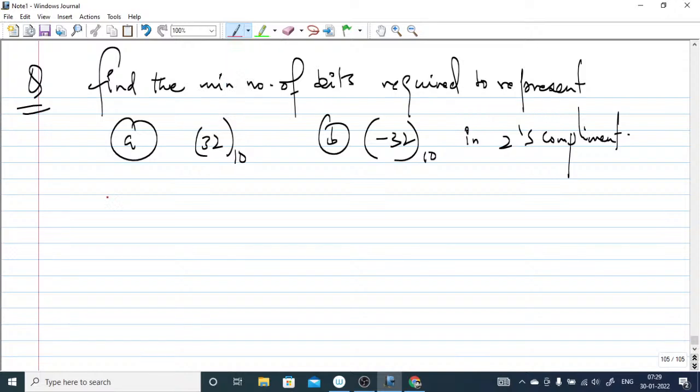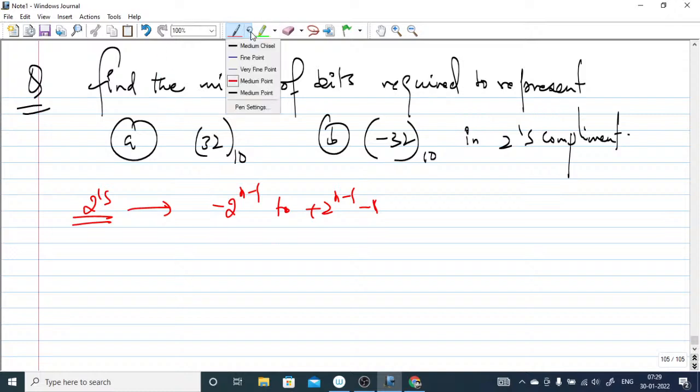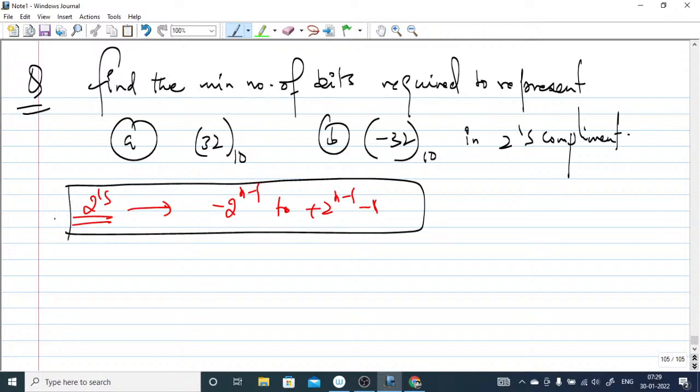Okay, so in case of 2's complement, what is the range? The range is from minus 2 to the power n minus 1 to plus 2 to the power n minus 1, minus 1. The positive number is given here. So this is the range you have to first write down. The moment you see the question, this formula should come to your mind.